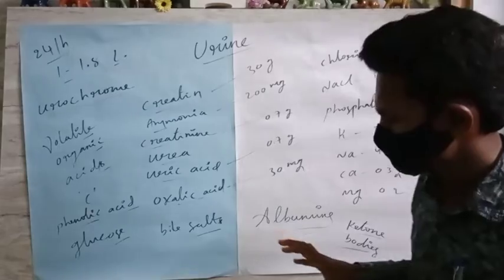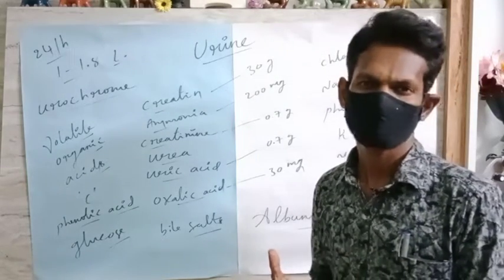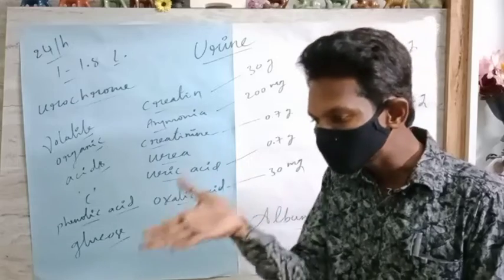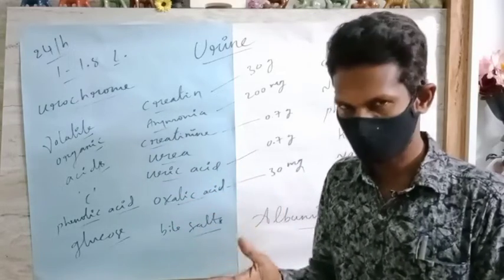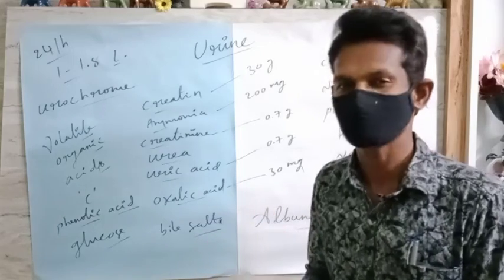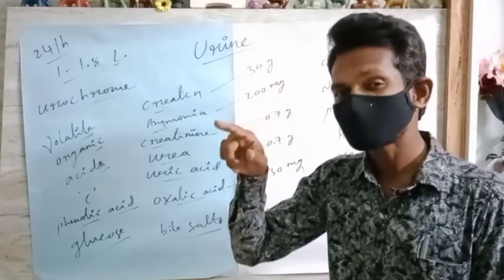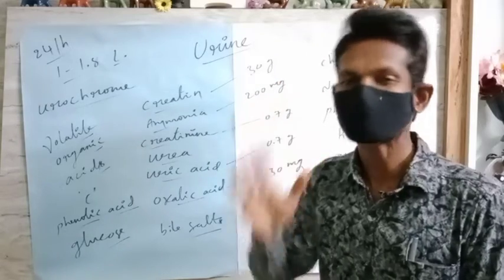Whenever the person's body lacks or contains insufficient water, then one special hormone is released into the urine, that is called ADH, Anti-Diuretic Hormone. Commonly it is also known as vasopressin. This hormone is secreted by the posterior lobe of the pituitary gland.